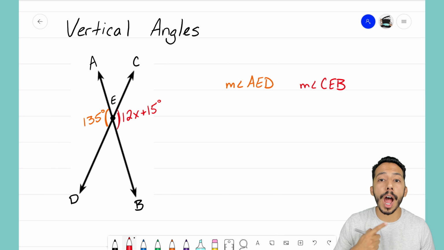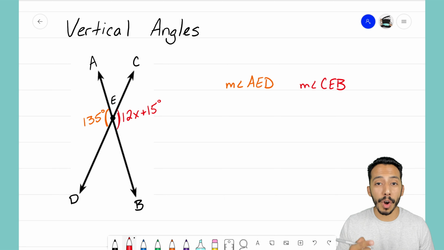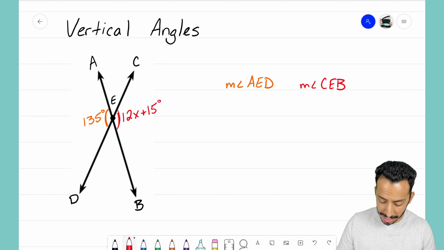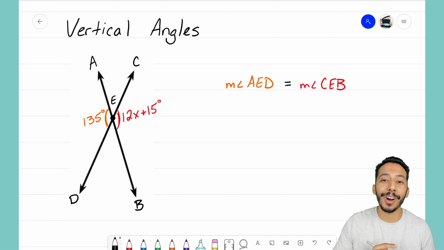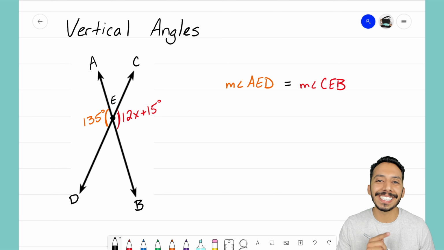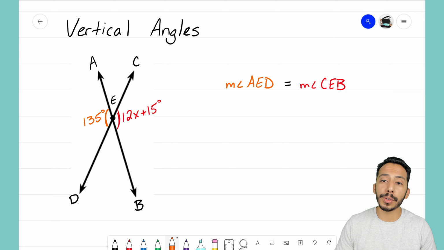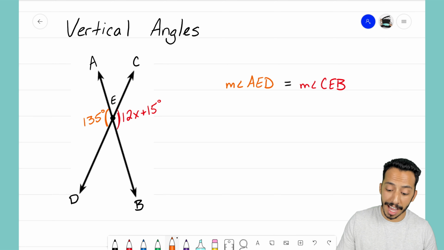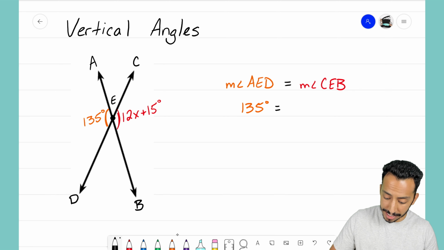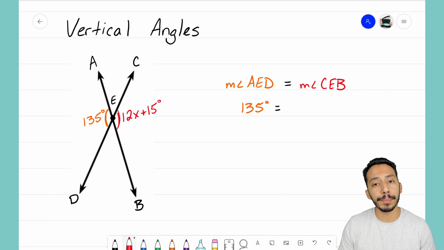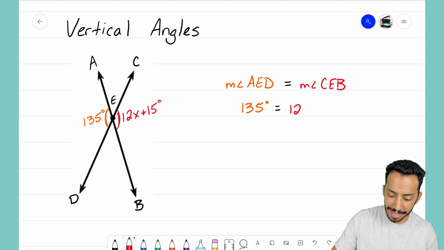Again, those two angles are opposite of each other. They're opposite, so that means they're vertical. And if those are vertical angles, then we know that those two angles are equal. So now we can set up this equation to solve for x. What's the measure of angle AED? Well, that is 135 degrees. And we know that that's equal now to the measure of angle CEB, which is 12x plus 15 degrees.